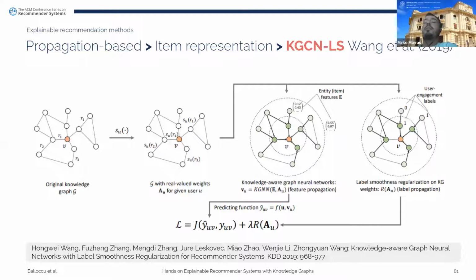And briefly, given that the previous model was prone to overfitting, Wang et al. proposed a follow-up approach that is KGCN-LS, which further adds a label smoothness regularization on the model to reduce overfitting.